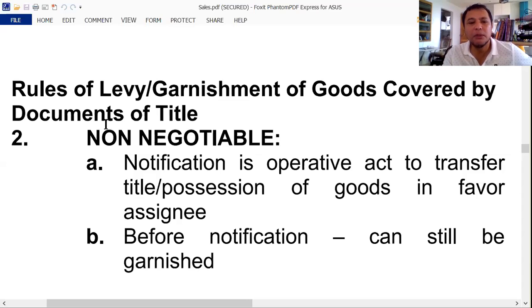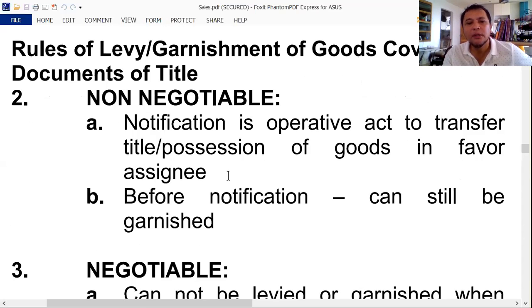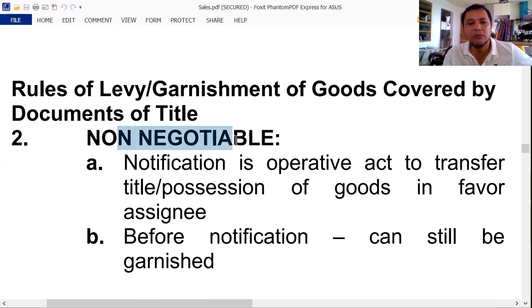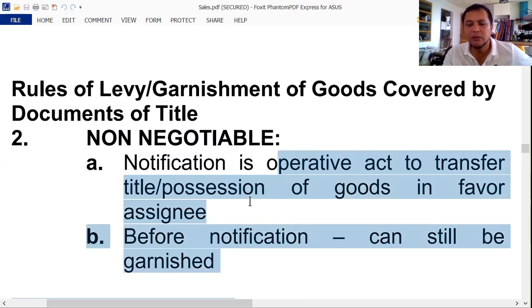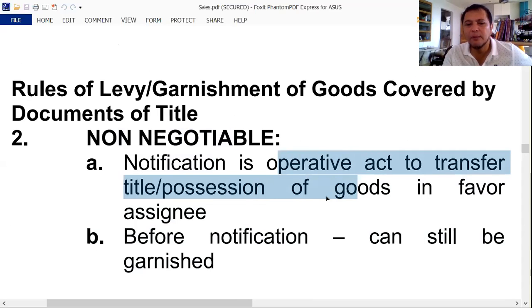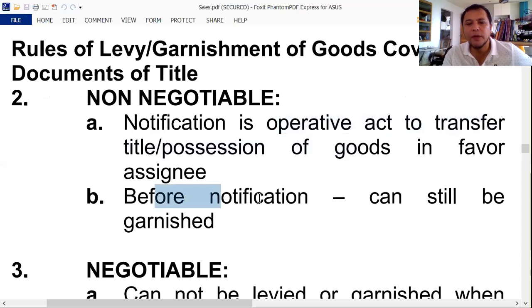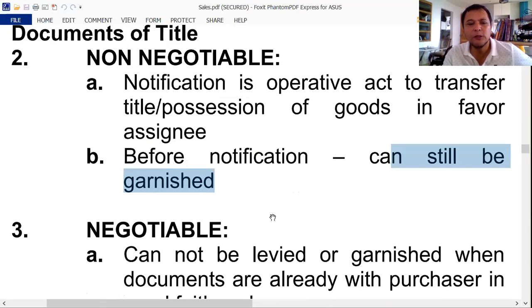Again, documents of title can be either negotiable or non-negotiable. So if it covers a non-negotiable document, then the notice of garnishment is already an operative act to transfer title or possession of the goods in favor of the assignee. So the assignee is the judgment creditor. Or before notification, it can still be subjected to garnishment. Wala pa yung notice, pwede ka pong mag-garnish.